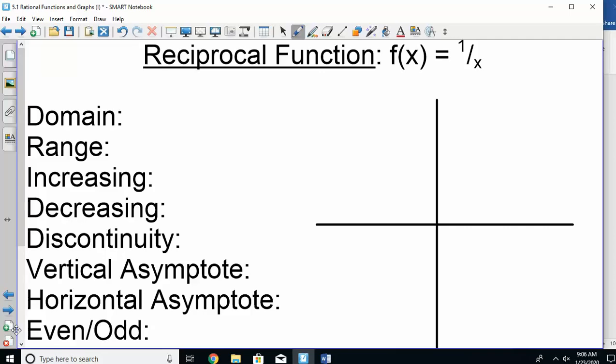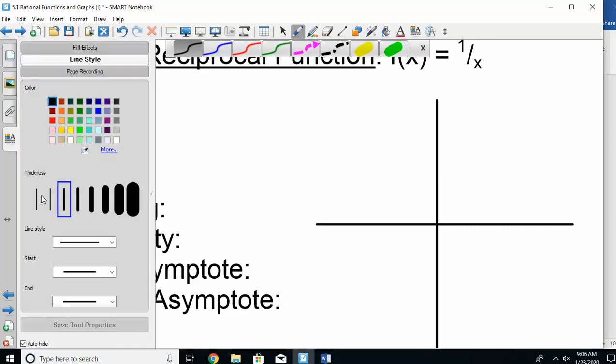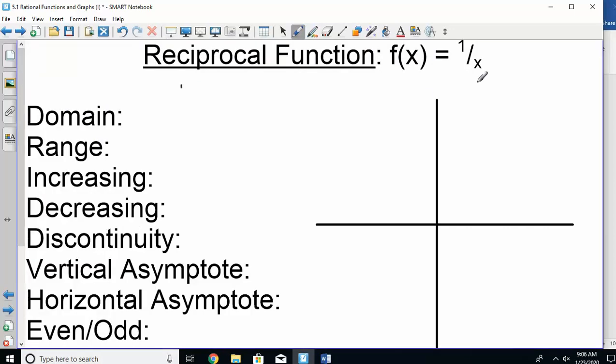So I want to look at the reciprocal function first, 1 over x. Domain, you could probably tell me that just by looking at it. My domain, what's the one thing x can't equal in this problem? 0. So my domain would be negative infinity to 0, union 0 to infinity. But the range really isn't so obvious just by looking at the equation. So let's see if we can draw a graph and get the range from that. Let's plug in some numbers.